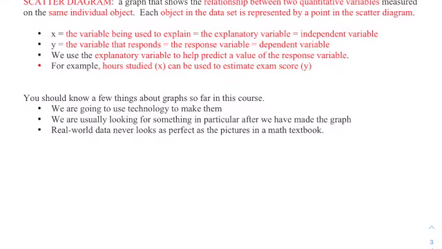You should know a few things about the graphs so far in this course. One, we are going to use technology to make them, either TI-84 or Desmos. Two, we are usually looking for something in particular after we make the graph, for example, the correlation or writing the equation. Three, real world data never looks as perfect as the picture in the math book. So we're going to use data from different kinds of situations.